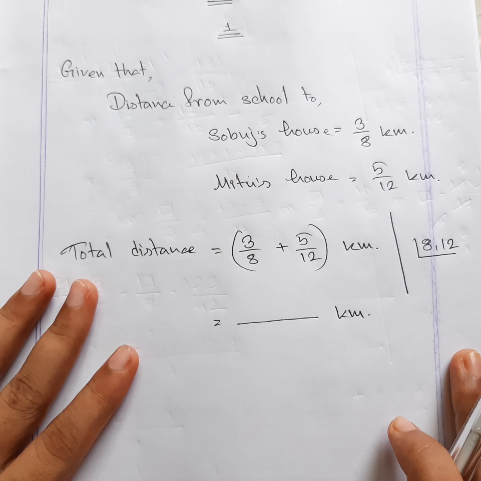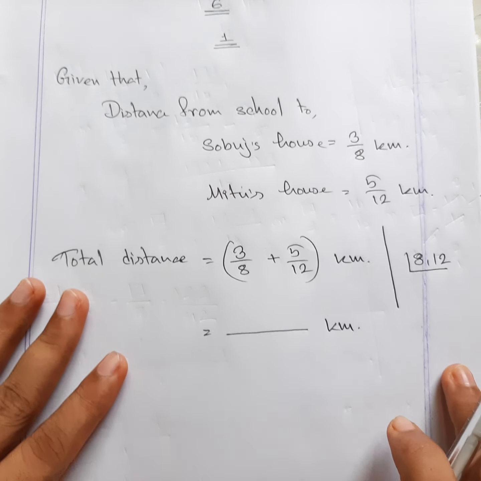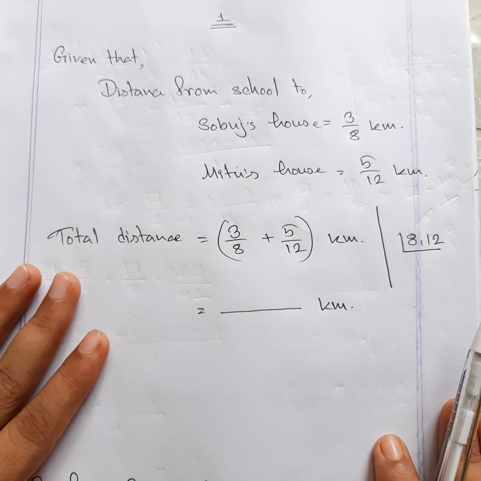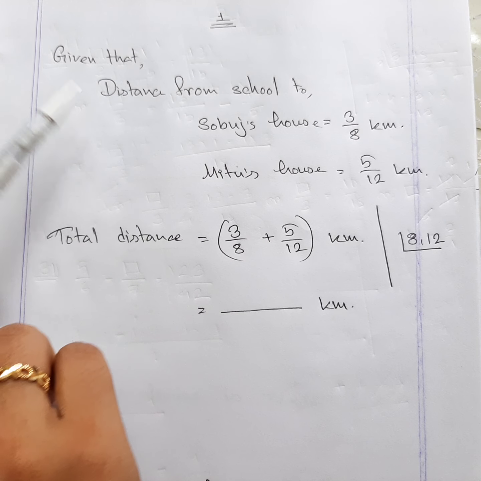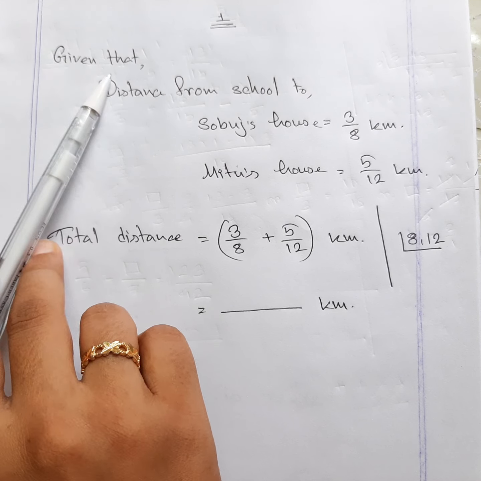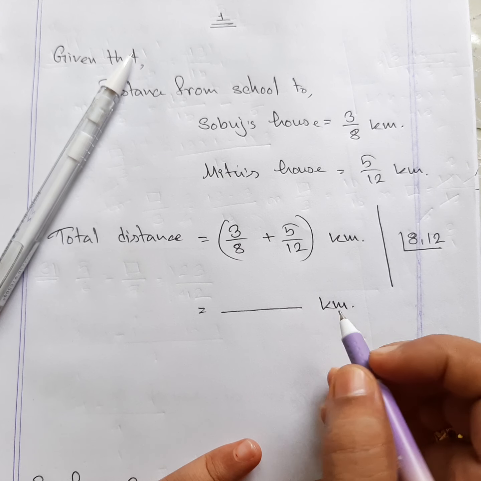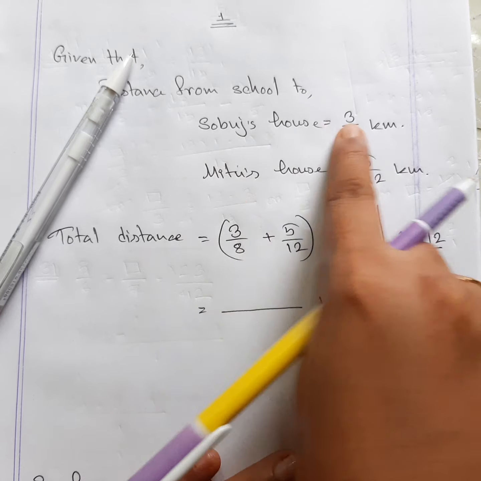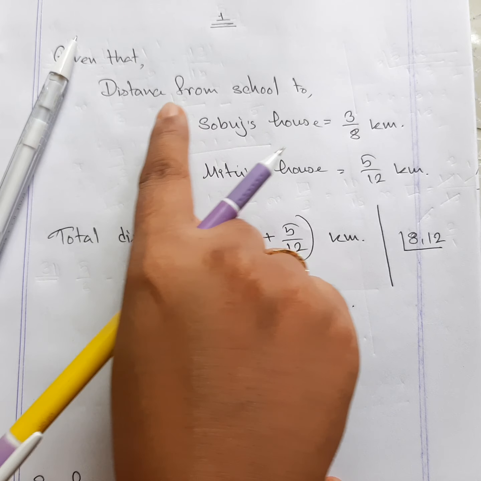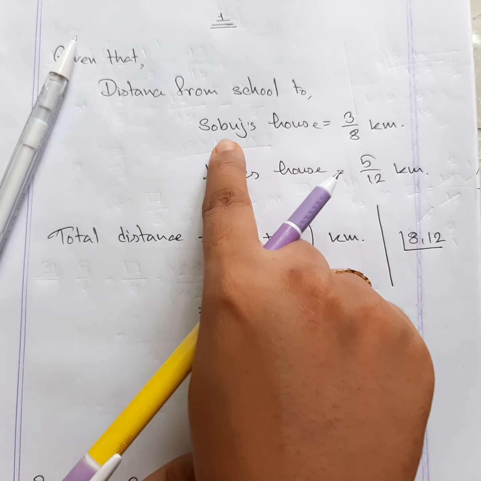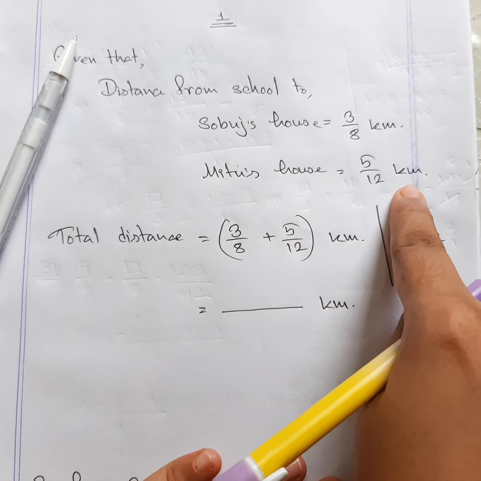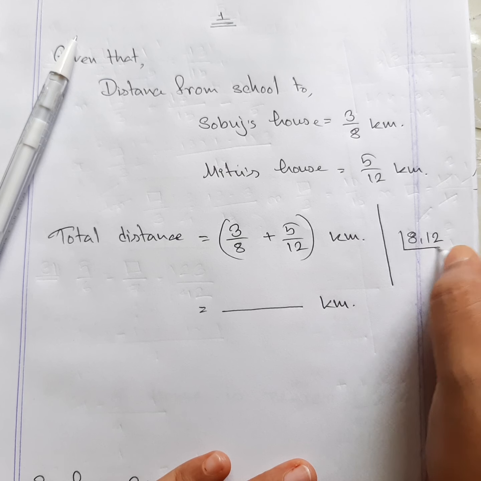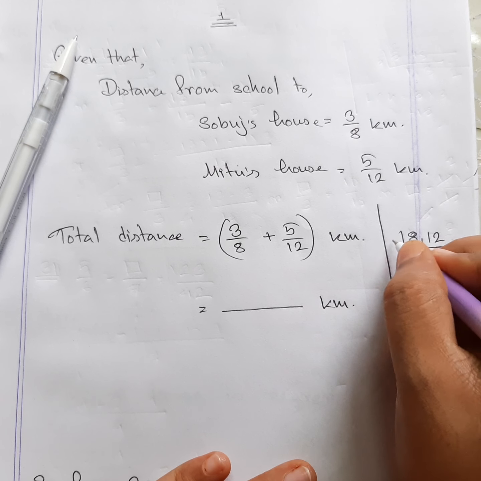Okay, you can see that I have already written down everything over here, and this one is a 6 number, 1 number math. So we are just going to keep doing it. Again, the distance from school to Shobuj's house is this much and Mitu's house is this much. Now we are going to add them. How to add them? You already know how to add fractions.